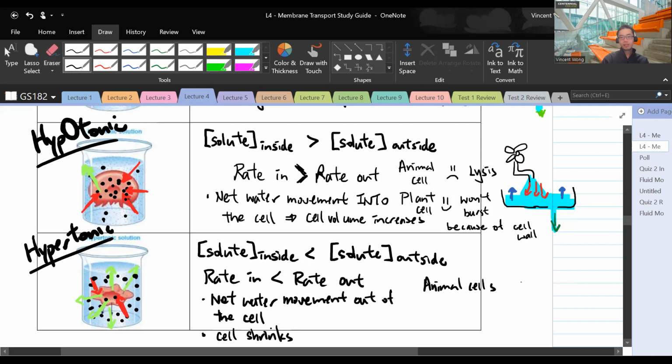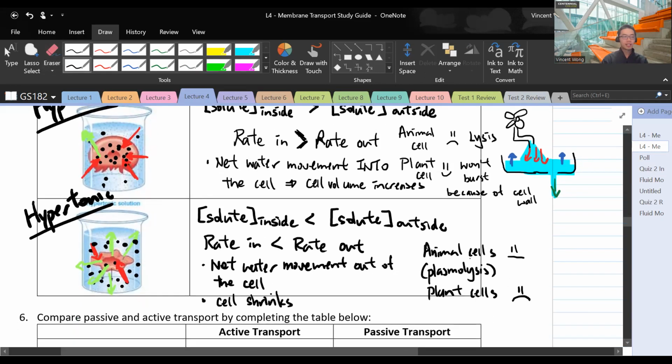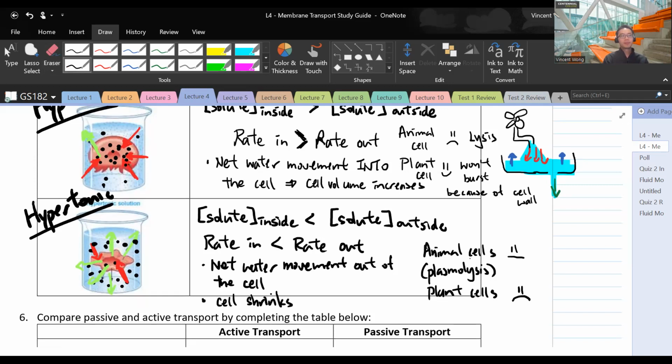Animal cells, they're okay. Again, not the preferred state, but they will live. This is what happens when you don't drink enough water, you dehydrate. This is called plasmolysis. And if it's a plant cell, they are not happy. If you forget to water your plants for an extensive period of time, they wither and shrivel up. Hypertonic.